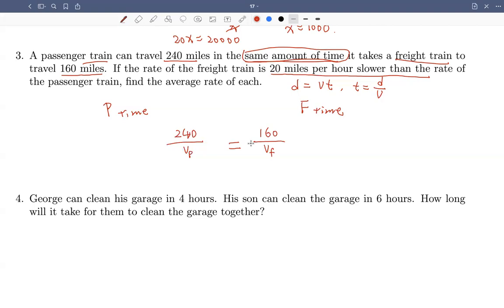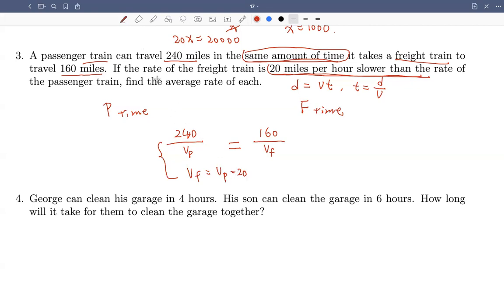Now we have two variables and one equation, which cannot be solved, right? But this sentence tells the relationship between the two speeds. The rate of the freight train, meaning the speed of the freight train, is 20 miles per hour slower than the rate of the passenger train, VP. So we have a system of two equations, right? VF equals VP minus 20. So we want to change this VF into VP minus 20.